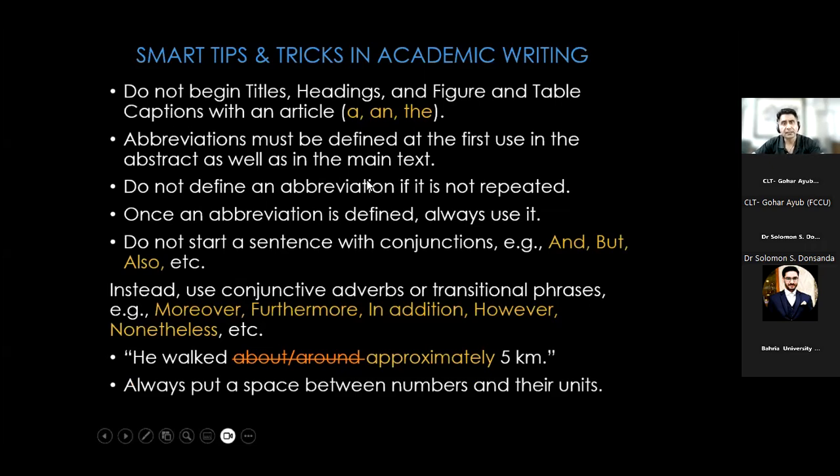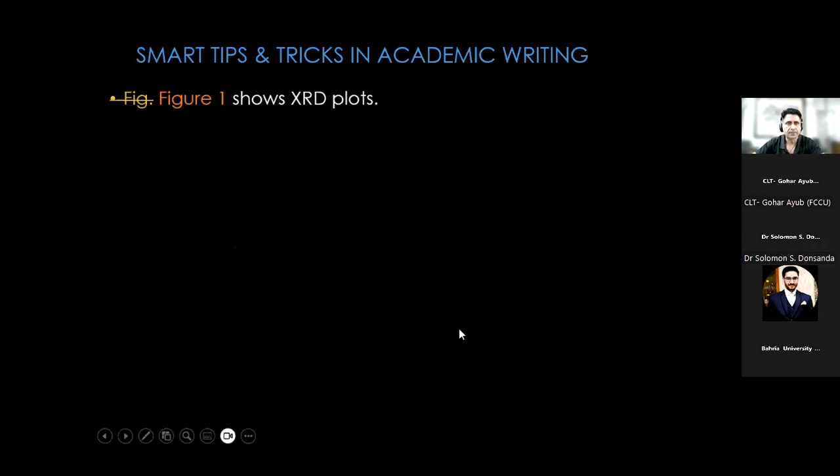Always put a space between numbers and their units. As you see above, it is 5 kilometers and there's a space. And most of the people make a mistake and they remove the space. You have to keep a space between the number and the units. Never write the abbreviated form of the word figure. Don't start a sentence with Fig. dot. I mean, every sentence must be started with the complete word. Figure 1 shows the XRD plots.